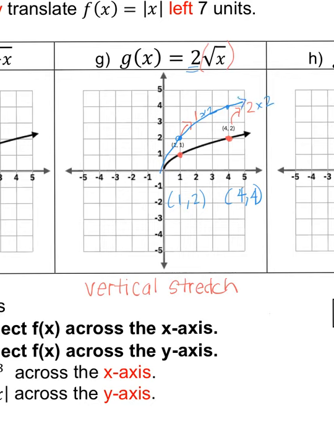So when you have a leading coefficient in front of a parent function, that gives a function a vertical stretch, and you are affecting not the x coordinate, but the y coordinate. You're multiplying the y coordinate by some quantity.